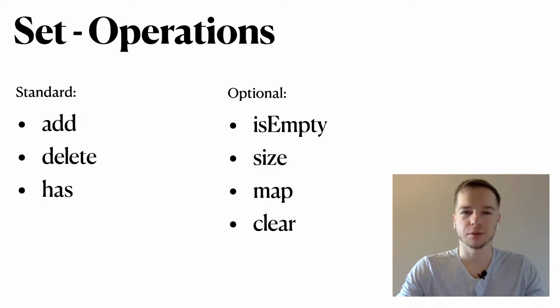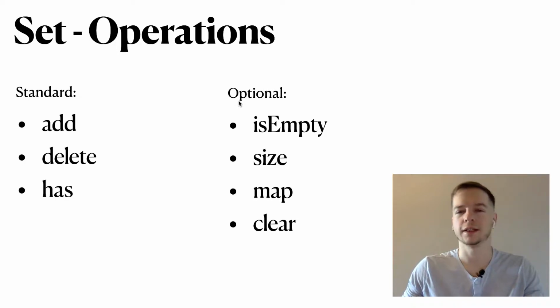Let's continue with operations. I went through different implementations of a set, and I found multiple standard methods. It's add, delete, and has. Has just checks if an element is there or not. And that's pretty clear. And we have optional things. There can be a lot of optional methods that you find in one implementation and won't find in another. And it depends on your purposes.